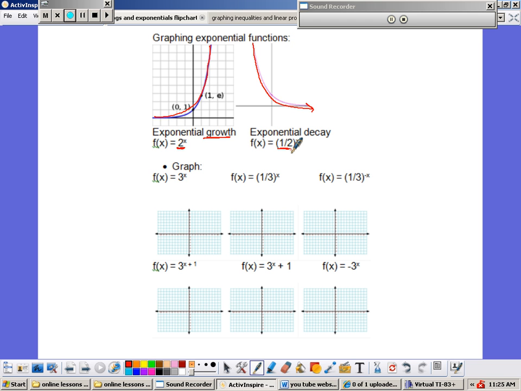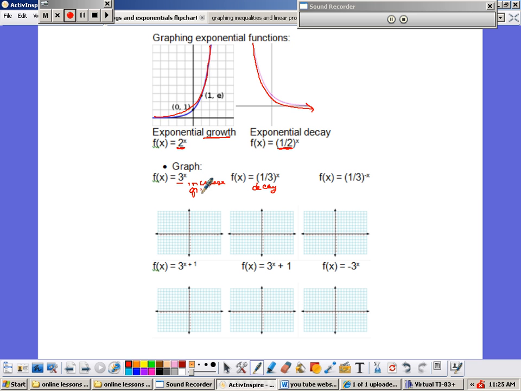Now remember, things start at 100%. So if I go up to a 2, I've risen to 200%. It's going to increase. If I go down to 50% or a half, 0.5, I've decreased. That's my decay. So you can tell if something's going to increase or decrease by your b value. This is going to increase. This is going to decay.